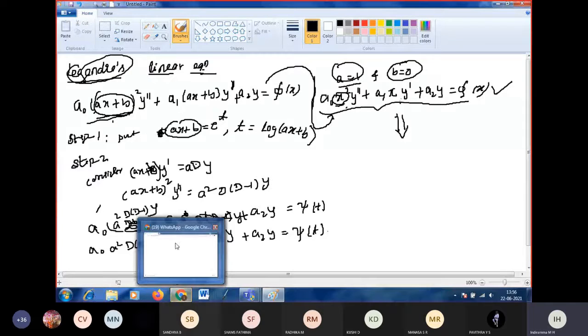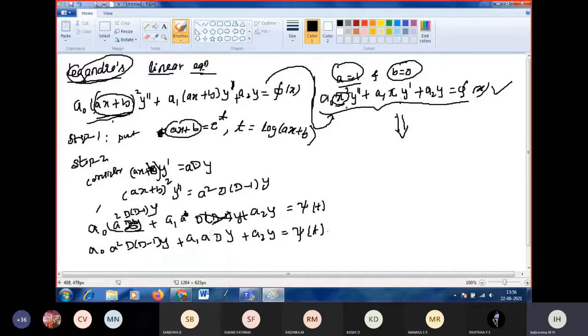So next, take y common. The next procedure we can follow using what we learned earlier, that is type 1, type 2, type 3. We can solve this one. Clear? Yes, ma'am. Okay.